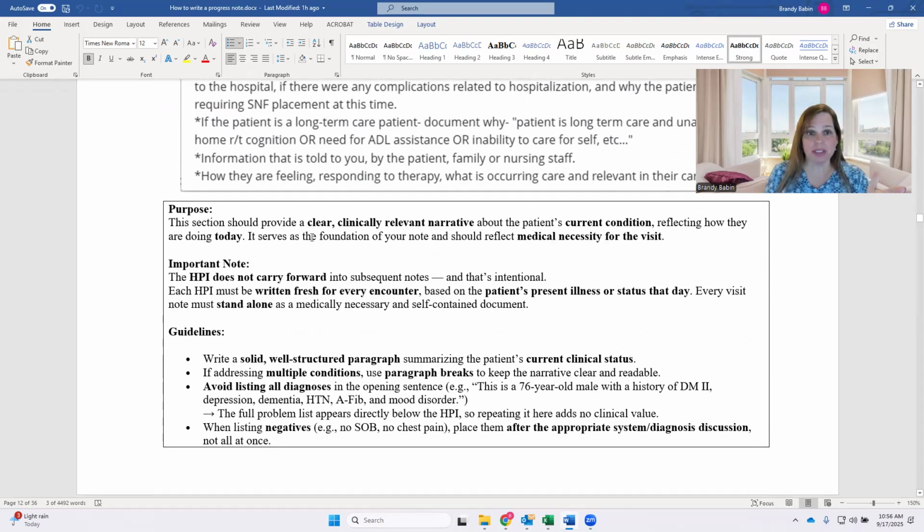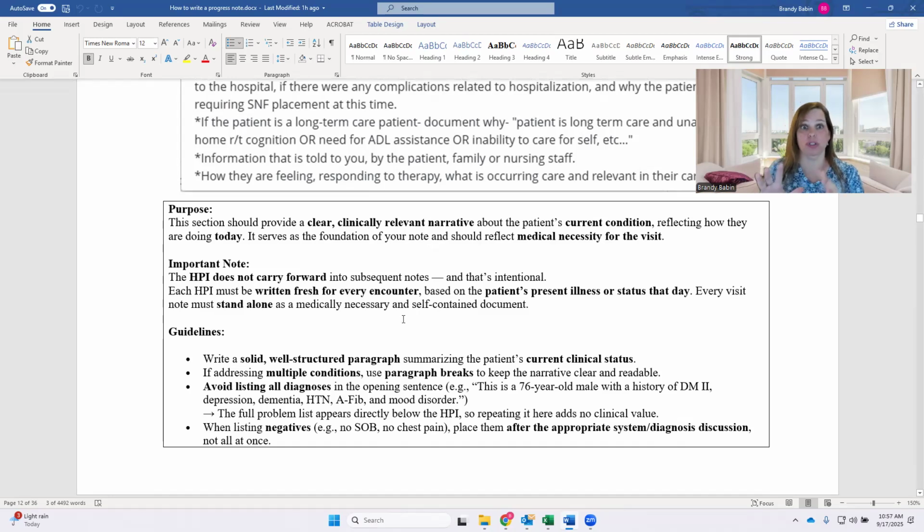So the purpose is to do a clear, clinical, relevant narrative of why we're seeing the patient and what their condition is. And it also serves as the medical necessity. So when I see laying in bed, I don't see medical necessity there. When I see that the patient has dementia and that they're getting all of this care and that we've monitored the blood sugars and the blood sugars are stable, etc., this is what I'm looking to see.